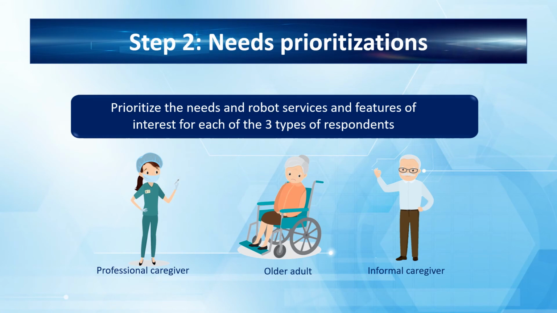The second step, once you have gathered all your data and analyzed it, would be to prioritize the needs. That could be work mostly of the team, where you look into the needs expressed by the professional caregivers, the older adults, the informal caregiver, and you see what would be the priority for each of those stakeholders.